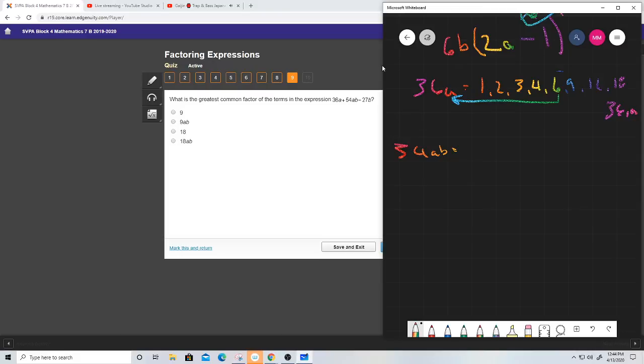54AB. Just look real quick. We know our answer is not going to have A or B. Because this has A, but this has A, but this doesn't. This has B, but this doesn't. So A and B, no. 36 has 18. Alright, so okay, so 1 times what? 54, right? 2 times what? 27. 3 definitely works.